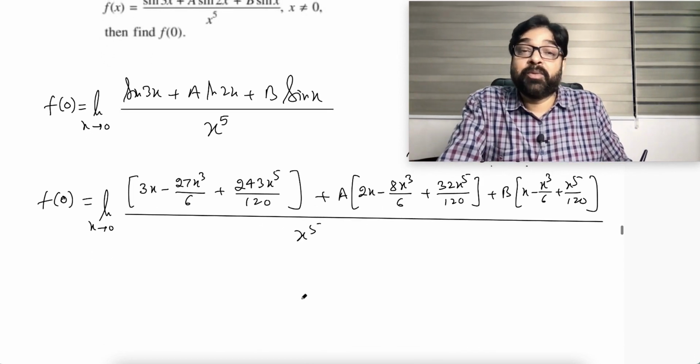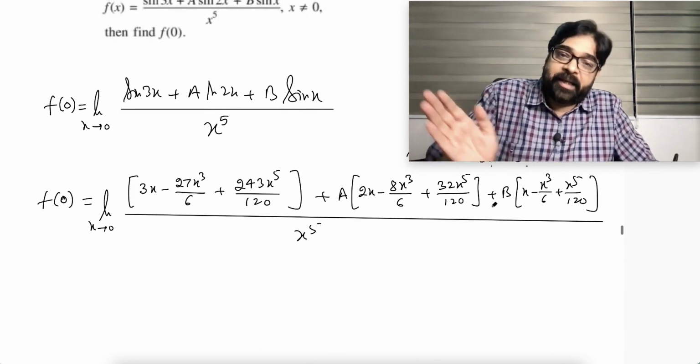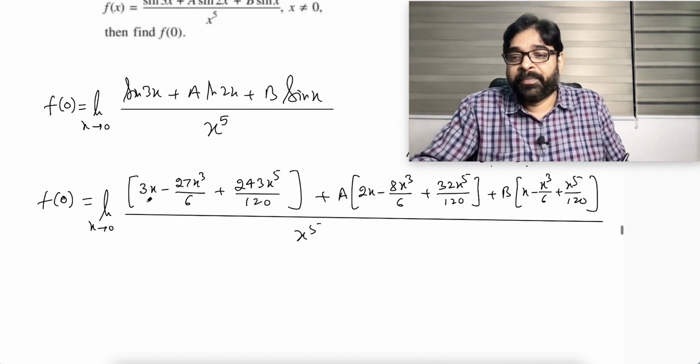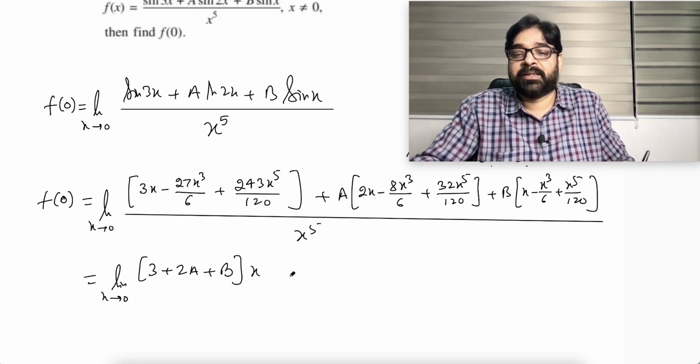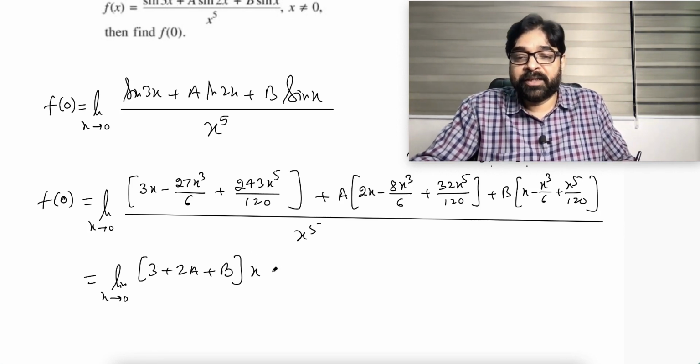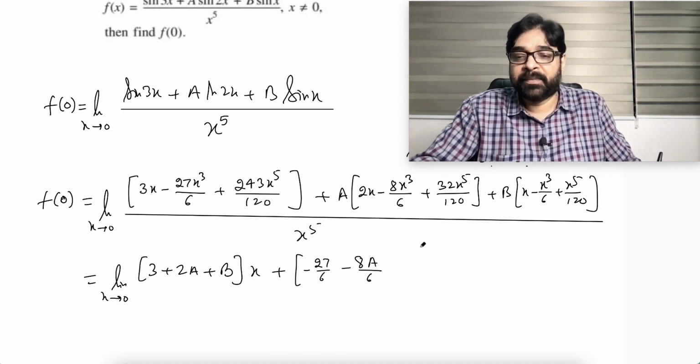And now what is the rule? Convert this in the increasing order of degree. So x coefficient, constant term, there is no constant term. X coefficient what will come? 3 plus 2a plus b into x. X cube coefficient: minus 27 by 6 minus 8a by 6. Are you able to understand?